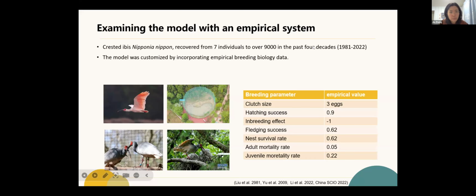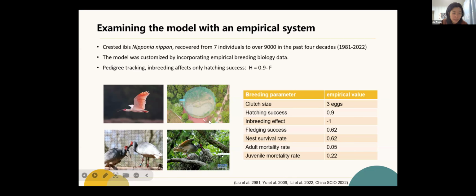So we want to bring the breeding parameters from the crested ibis into our model, to tailor this model and see how likely this species could actually recover from a theoretical perspective.